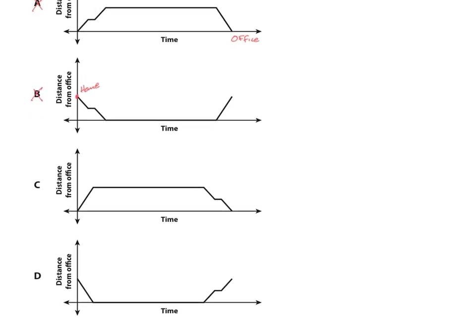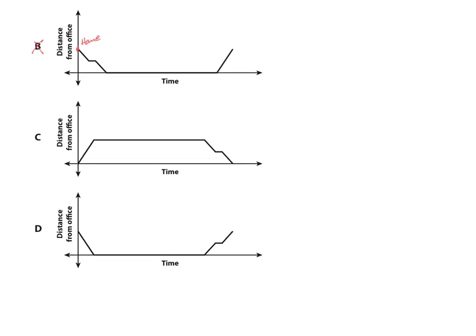Let's go to C. C has the same mistake telling you that he slept in the office. Right? Because he seems like he's from the office, he drives away from the office, spends time there, and then goes back to the office, which makes no sense. So that's not the answer.